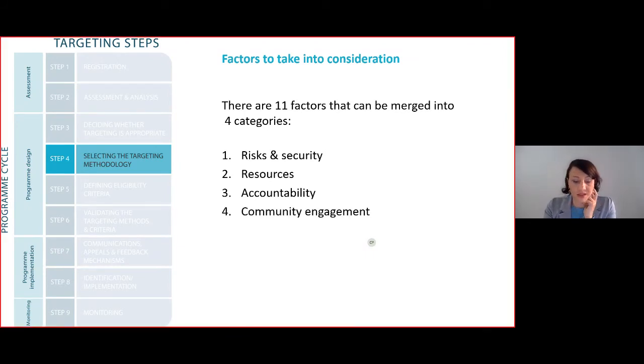Another important factor to consider is community engagement. So as we saw before, community engagement is really key, especially because we need to have the buy-in of the communities. So how are the community going to be engaged in specific targeting methods, and is the community cohesive, and how are we making sure that with the involvement of the community we include the invisible groups inside the targeting? So there are several considerations that we need to explore when we decide on the methodology.